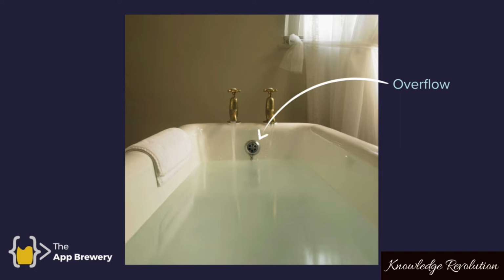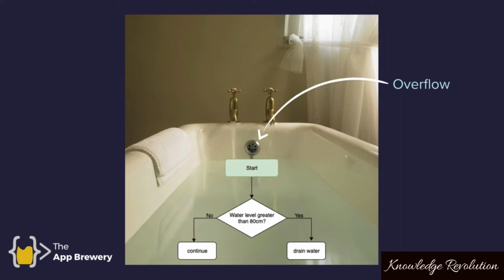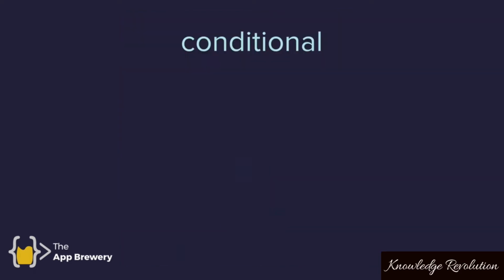In fact, we could represent this mechanism with a conditional statement. When the water level is, say, greater than 80 centimeters, then it should drain the water, but if the water level is not greater than 80 centimeters, it should continue filling up the tub. This type of conditional statement is known as an if-else statement. Depending on a particular condition, we would do either A or B.